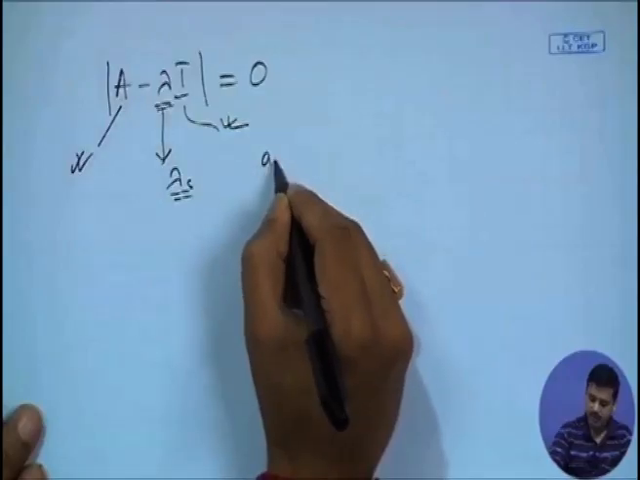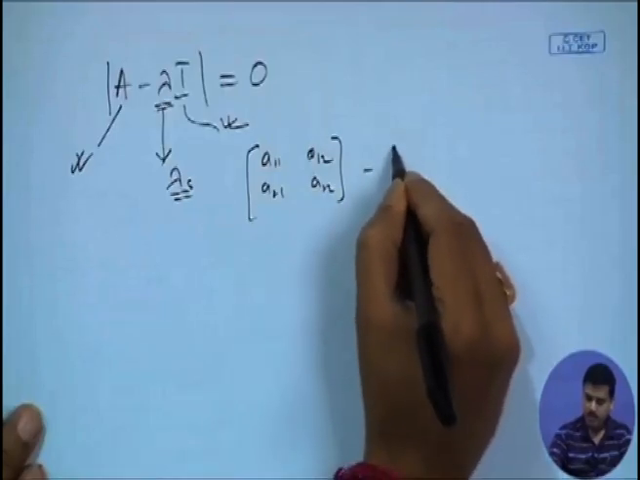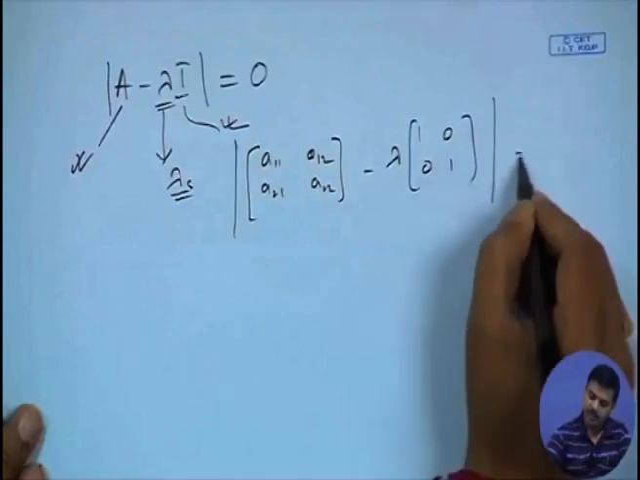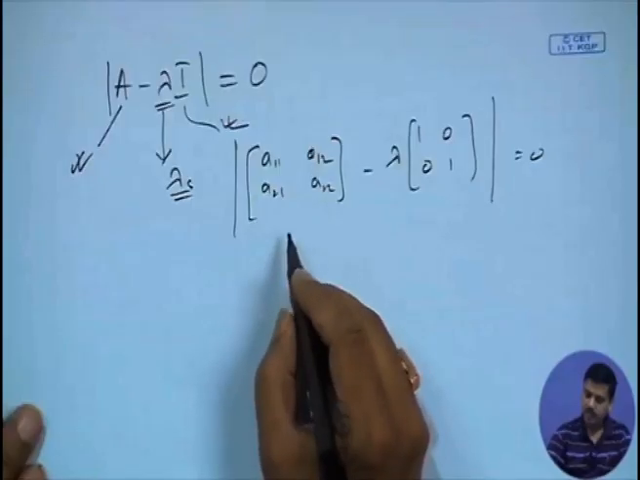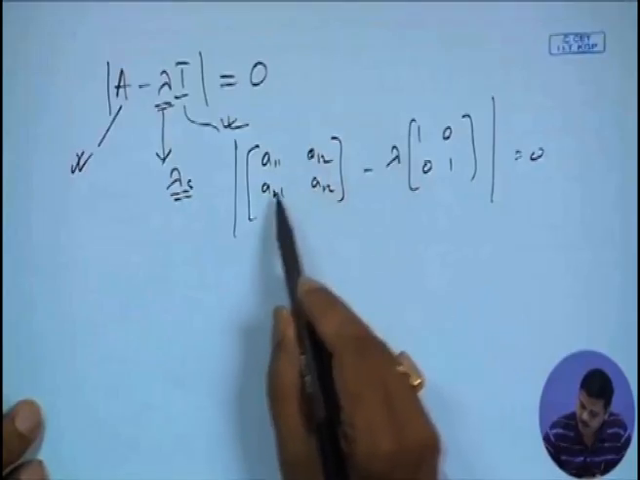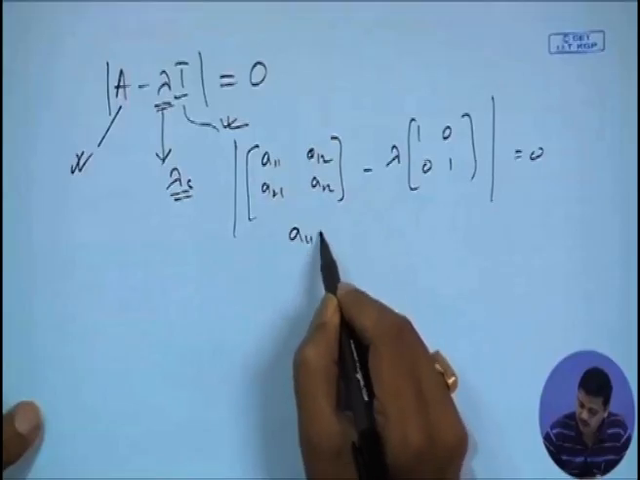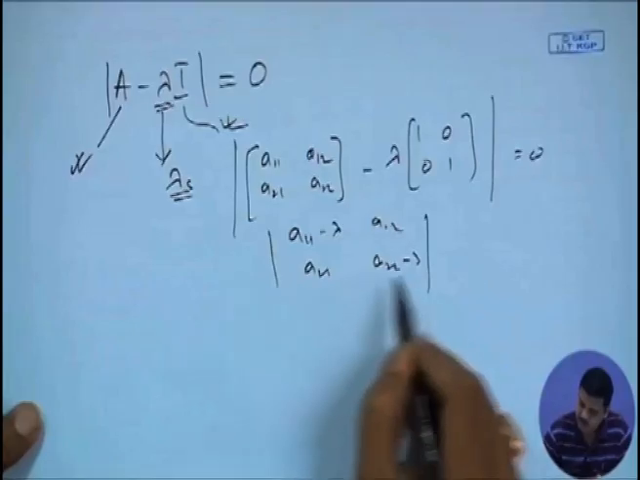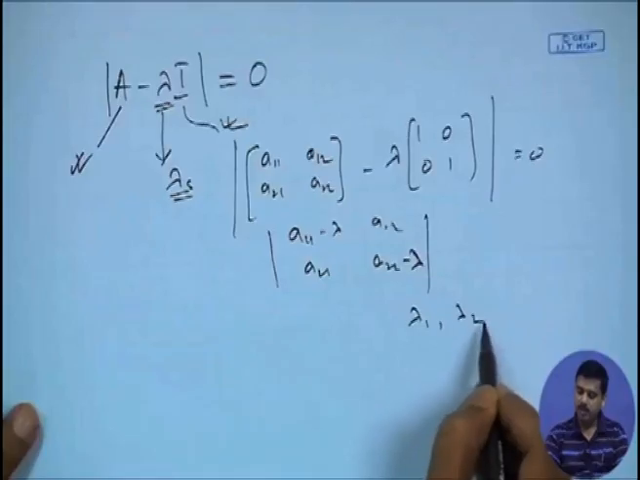So if you take A as A11, A12, A21, A22, let's say this is the matrix, minus lambda times [1 0; 0 1], and take the determinant of that, set it equal to 0, you're going to get the solution for lambda. So basically what you have here is A11 minus lambda, A12, A21, and A22 minus lambda. You take the determinant of this, set it equal to 0, and you're going to get a quadratic equation. There are two lambdas, lambda 1 and lambda 2.